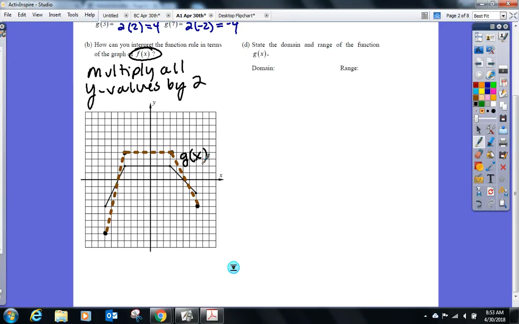Okay, you found some points already. X is -7, y is -8. We're taking all the y values and doing what? According to this, what were we doing to all the y values? So I can take that y value, multiply it by 2, that y value, multiply it by 2, and graph the new one.